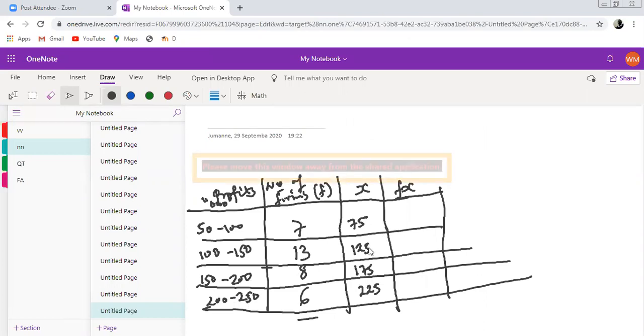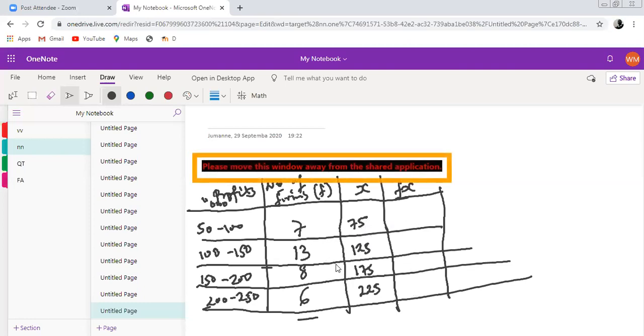Now, after getting the X, you multiply the value for F times the X so that you can fill this column down. 7 times 75, 13 times 125, 8 times this, as we fill here, so that we can get the sum here and the sum here. We need the sum for F and the sum for Fx, and we are good to calculate the mean.